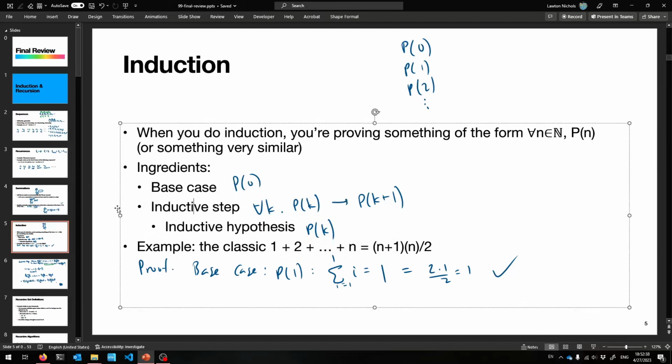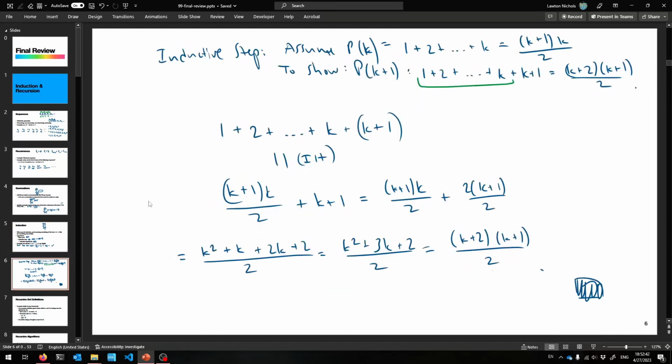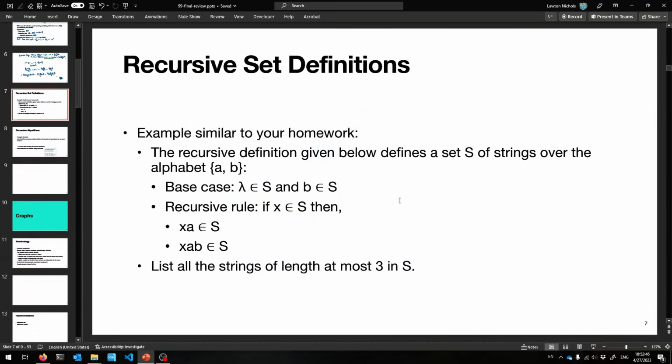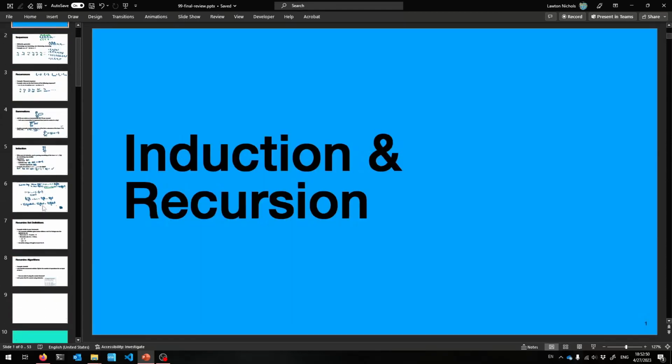Starting at 1, let's say. So that's induction in a nutshell. Hopefully it's ringing a bell. Let's see what else we got. Recursive set definitions. So this is all very similar together. This is induction and recursion stuff.